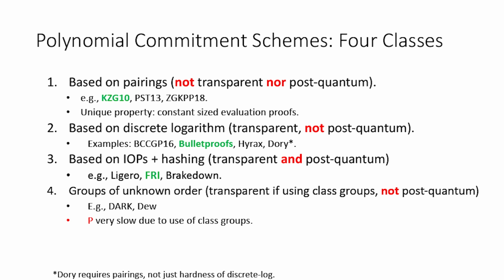So the first one is the only one that's not transparent. This is basically where trusted setups come from in SNARKs. And the most popular variant here is due to KZG. Everyone calls them KZG commitments, Kate et al. And so I've highlighted it in green.